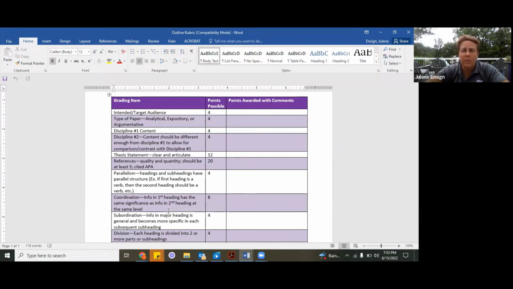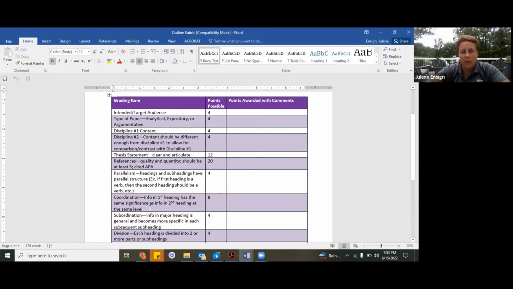I gave you a link to the OWL website that shows you how to write an outline if you've never had to do it. The reason why we do this is because it's a good way to organize your content before you write a paper, rather than just sitting down and word vomiting onto your screen and then hoping that it makes sense. It gives us a roadmap to our final project.